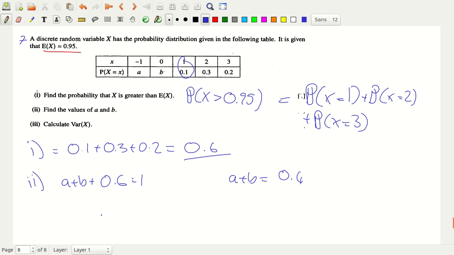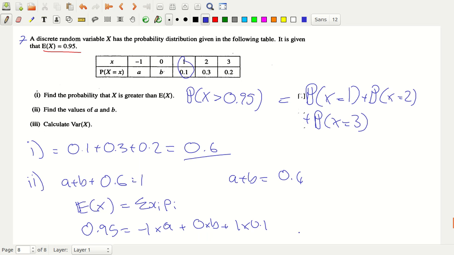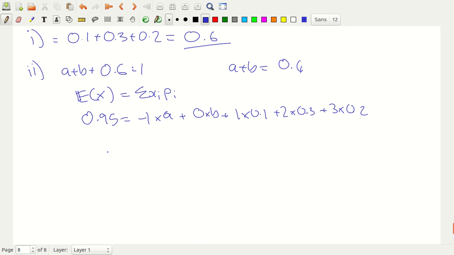Okay, so let's look at the expected value. I'll quote the formula again to remind us: sigma x_i p_i. That means you take each x value, multiply it by its corresponding probability, and add everything together. We know what that is: 0.95 is equal to -1 times a plus 0 times b, that's handy, plus 1 times its corresponding probability 0.1, plus 2 times 0.3 plus 3 times 0.2. So let's do a bit of working out on that. 0.95 equals minus a. The 0b actually disappears.